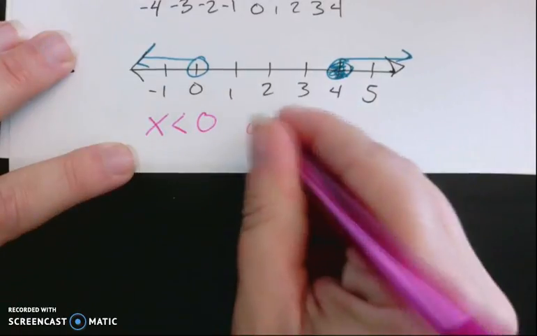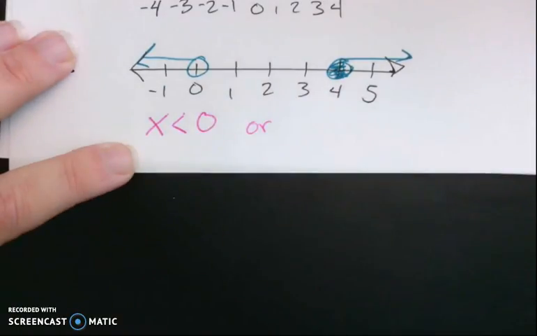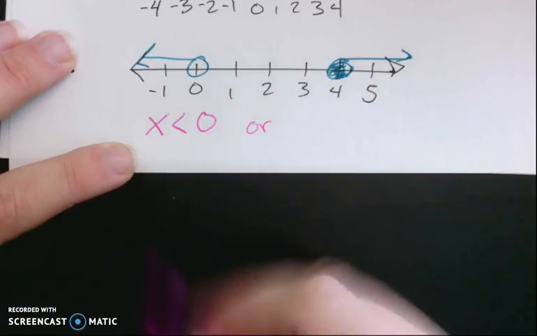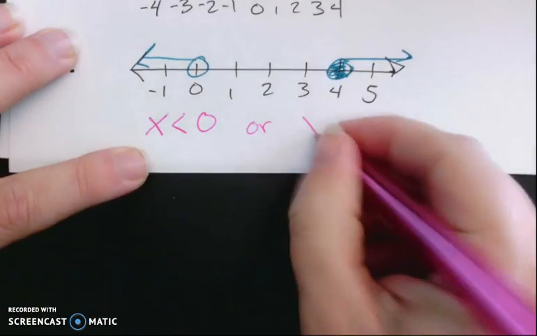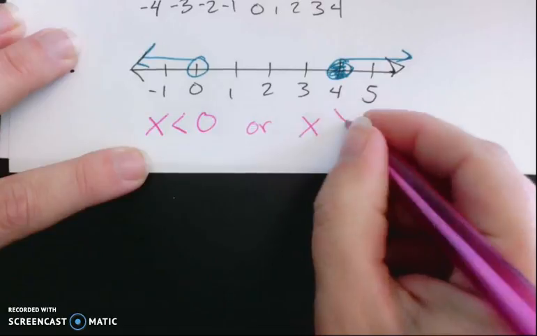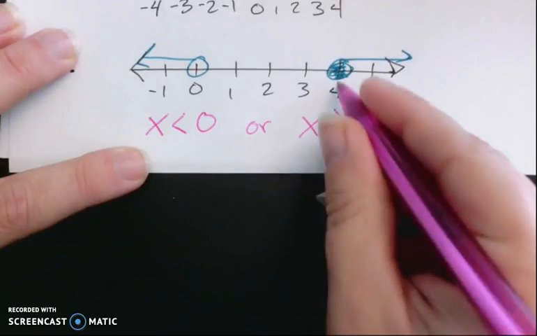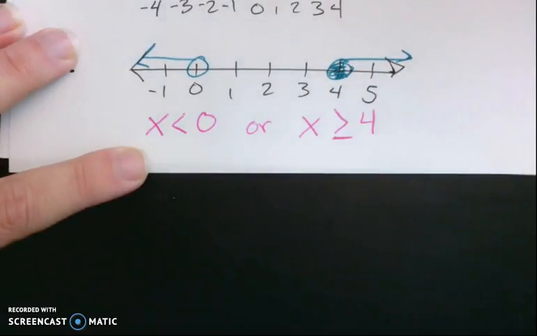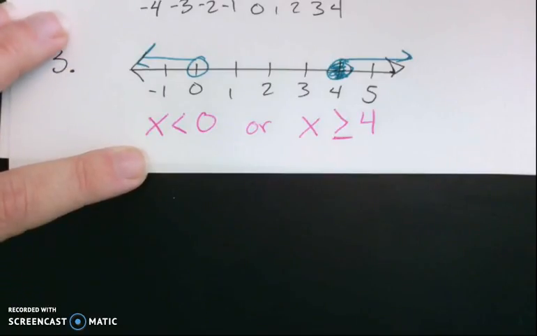Or, I know it's the word or because you can't have both these numbers. You can't have a number that's greater than 4 and less than 0. That's impossible. Or x is, so this is everything greater than 4, so the greater than sign. And it's filled in, so it can equal 4. So there's the inequality for that one.